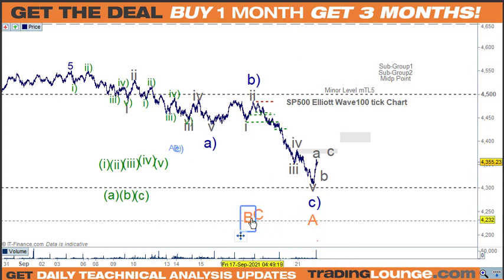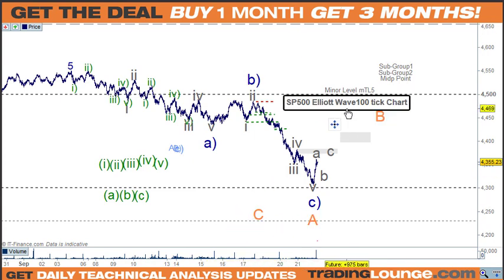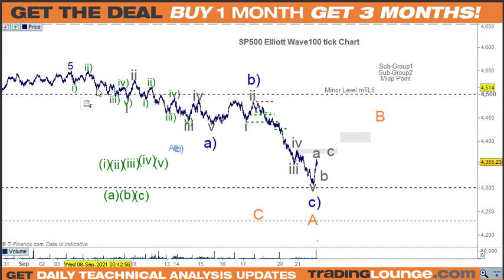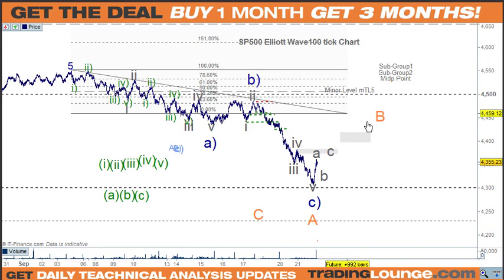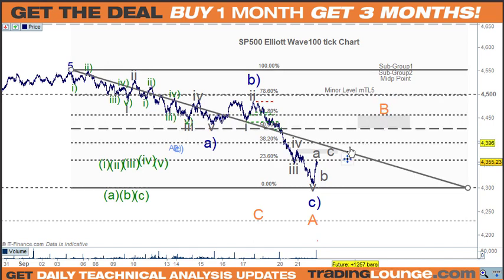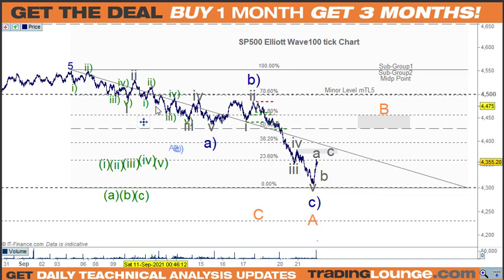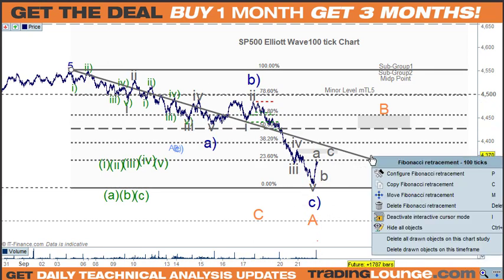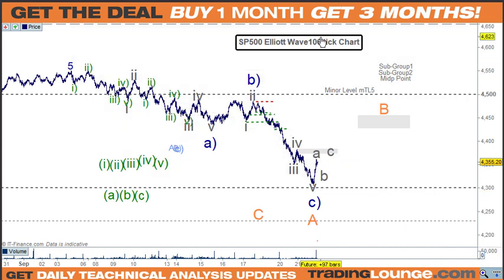So this is what we're up against. The B wave would take us back up to, let's have a closer look at that, from the top there roughly down to here. I'm not sure what that is, but we can take that and use that. So that's where the market can come back up to from this low here and test that supply in there.